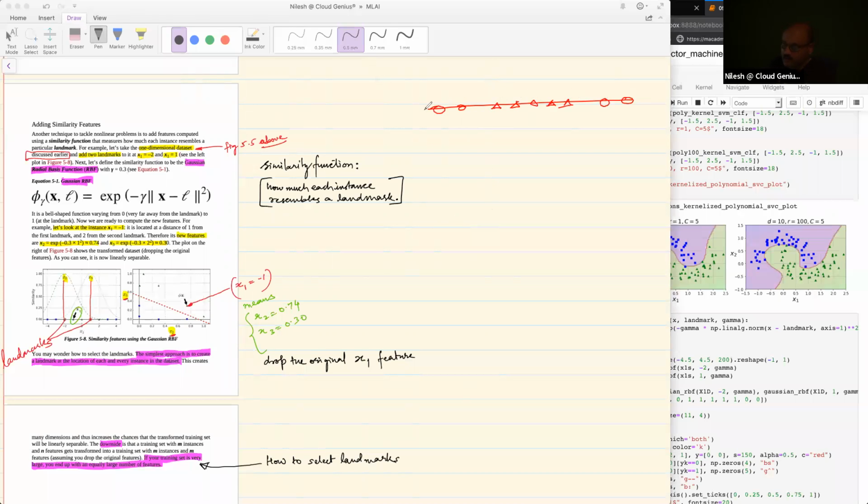Now what I want to do is another type of transformation, this time called the similarity transformation. And that's the similarity feature with the similarity function used as Gaussian RBF, which is this one. And that function requires something like a landmark. So we have to come up with these landmarks.